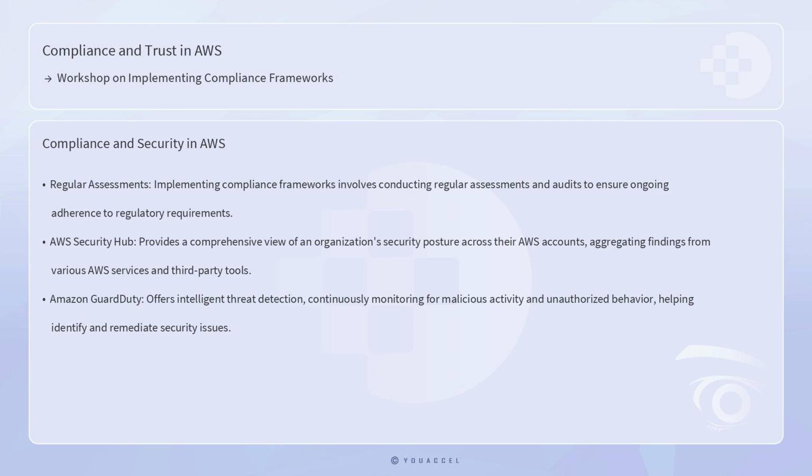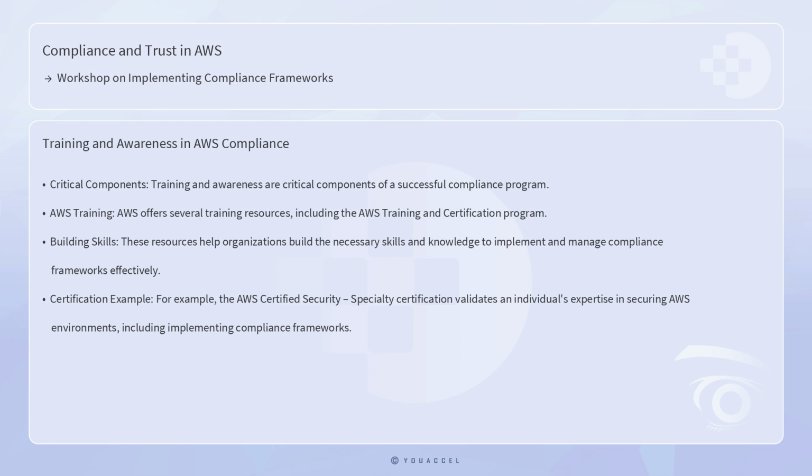Training and awareness are critical components of a successful compliance program. AWS offers several training resources, including the AWS Training and Certification Program, which provides courses and certifications on AWS security and compliance. These resources help organizations build the necessary skills and knowledge to implement and manage compliance frameworks effectively. For example, the AWS Certified Security Specialty Certification validates an individual's expertise in securing AWS environments, including implementing compliance frameworks.